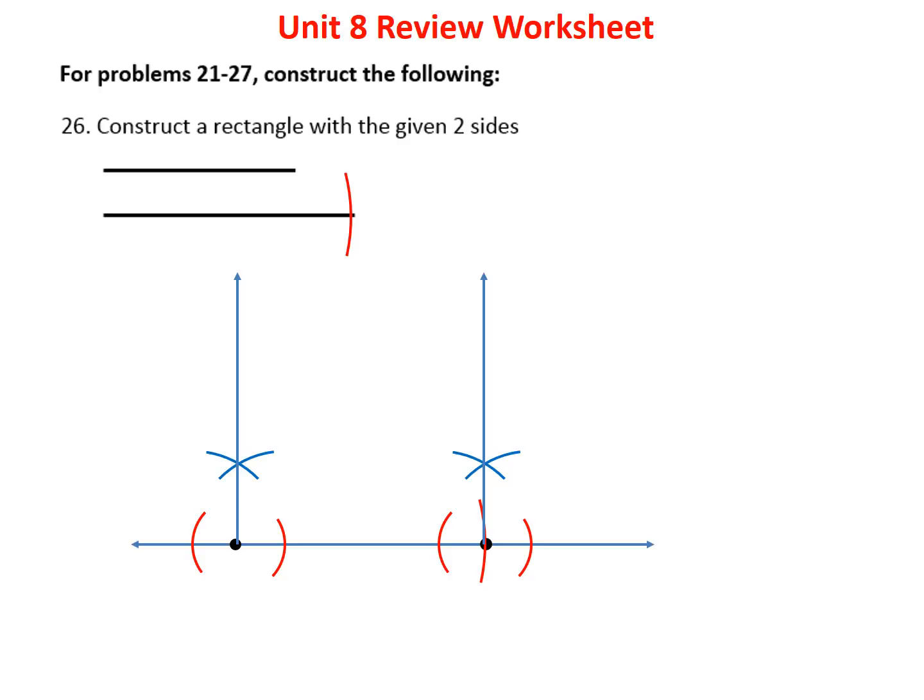Now all I have to do is measure my side. So I come up and measure the shorter side, come to either point and mark that off, and there's a point, and mark it off the other one, there's a point, and now I have the 4 points of my rectangle, and I can connect it, and there's my rectangle with those 2 sides.